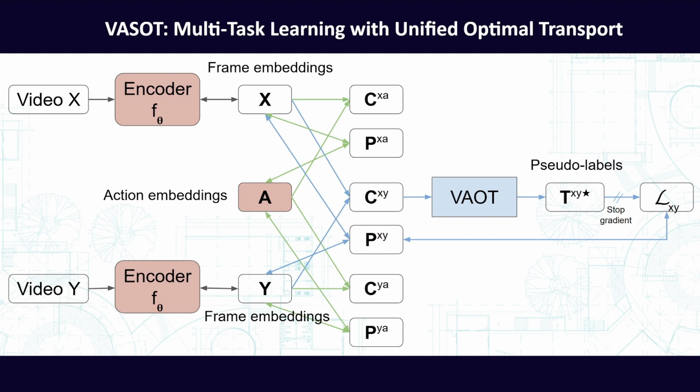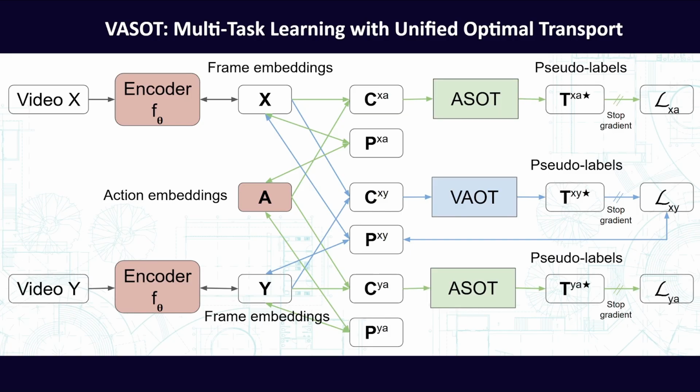Both the shared encoder parameters and the action embeddings A are trained using a combination of self-supervised learning losses, the video alignment loss LXY, and the action segmentation losses LXA and LYA.